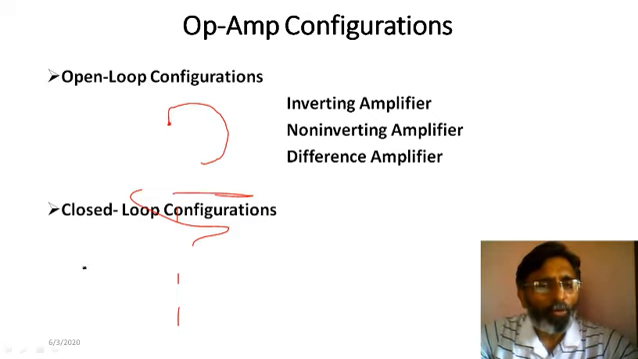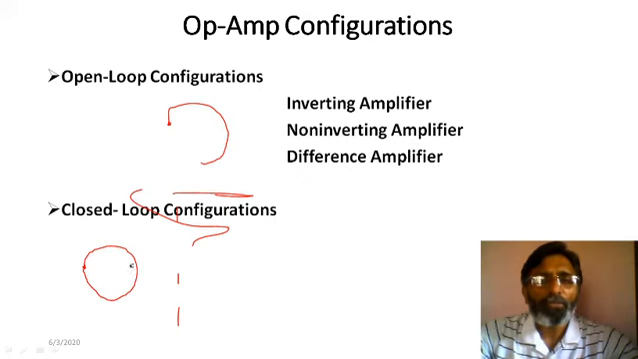And in closed loop what happens? Suppose I'm at this point and I start traversing and I come back to the same point again, so we call this closed loop. The loop is completed. So this is basically what the open loop and closed loop configuration are.